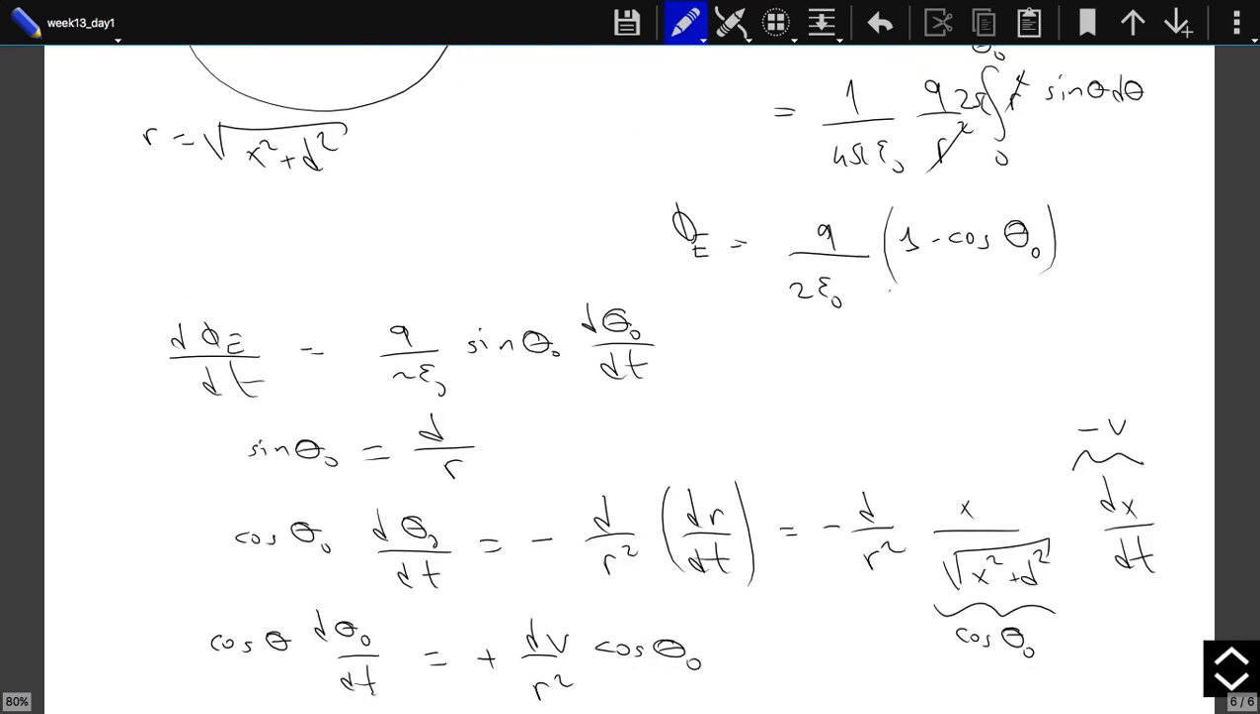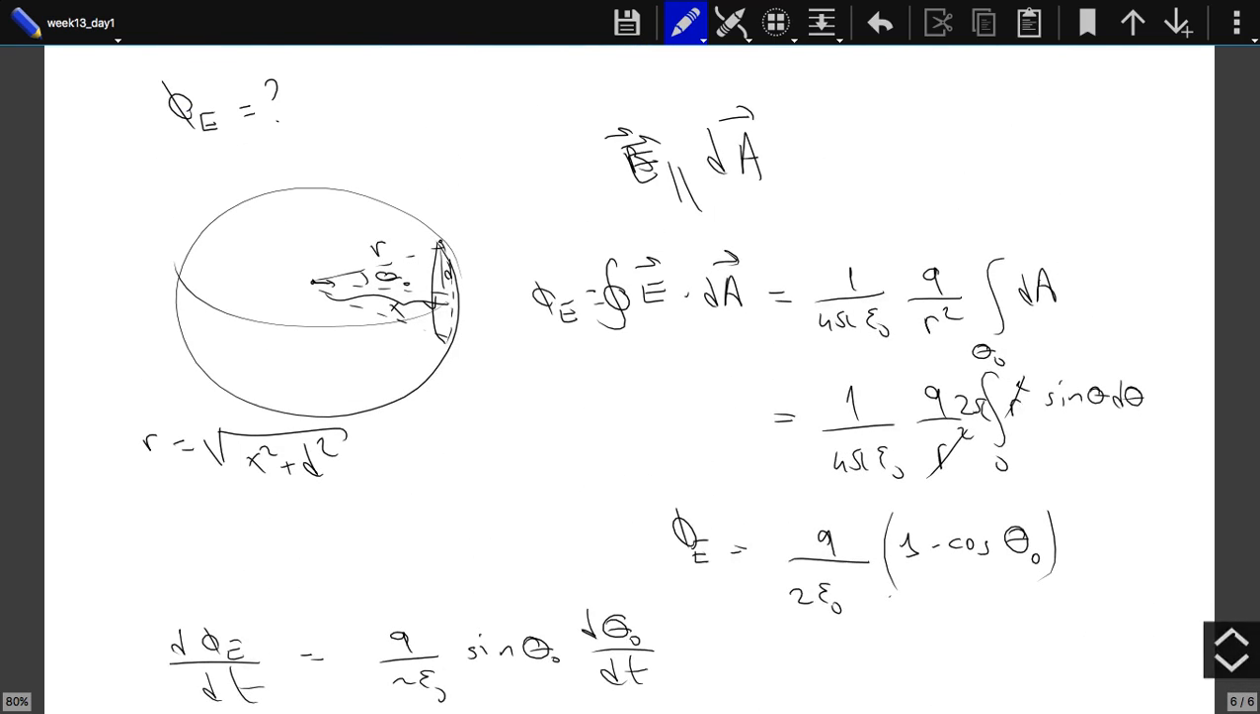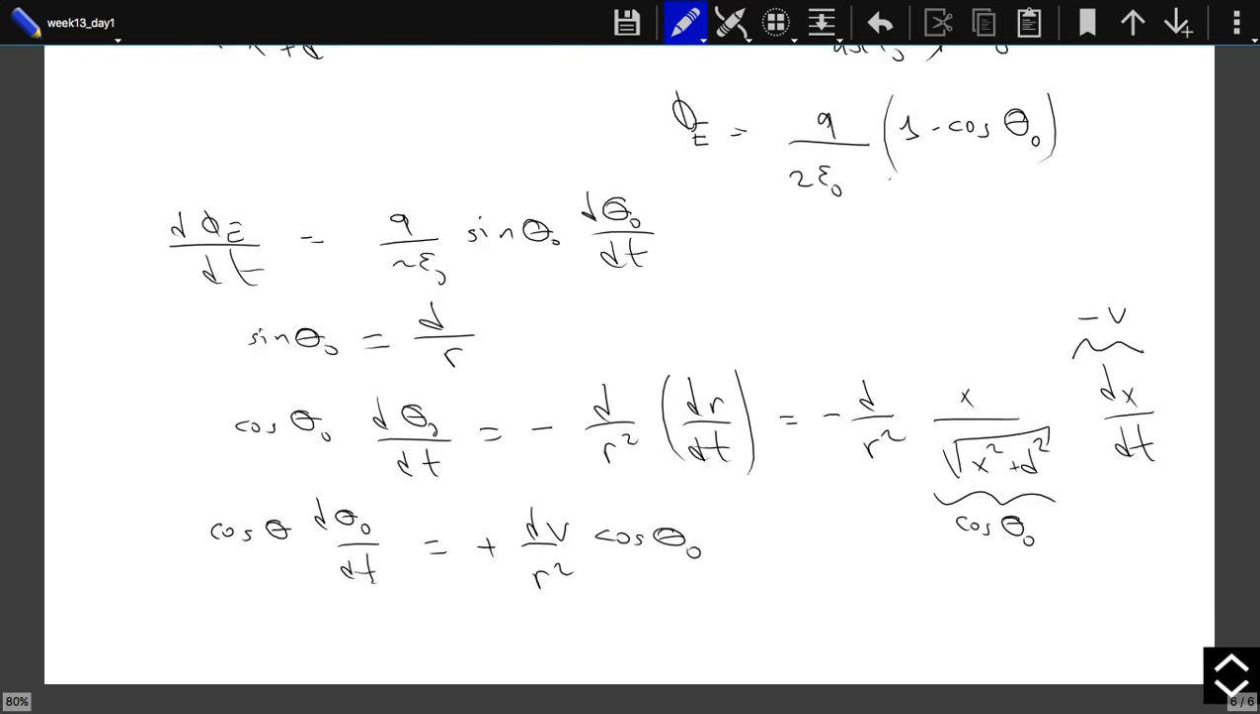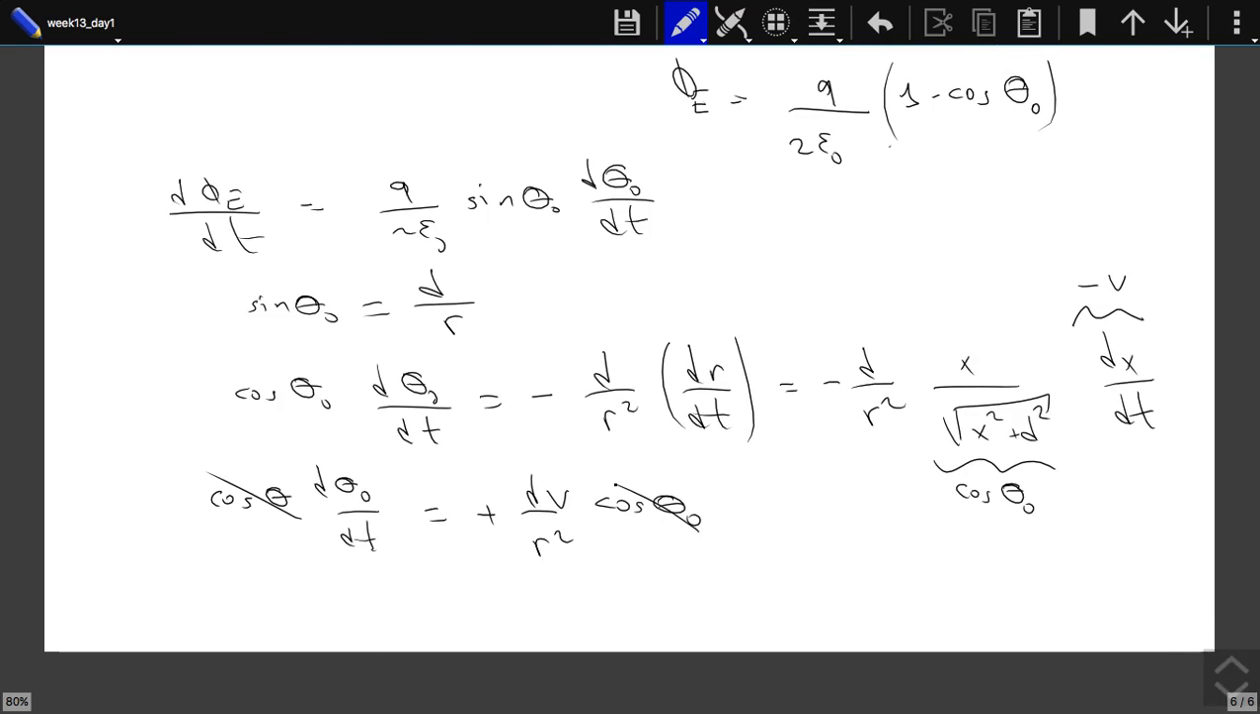Why? Basically, x is this length over here, the other one is r. x over r is cosine theta 0, so the cosine theta 0s, I can just cancel them. So we have the rate of change of theta 0, and we have the rate of change of the electric flux. This is equal to Q over 2 epsilon 0 times V times d over r squared times sine theta 0.